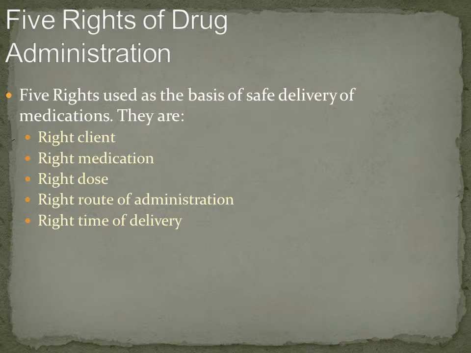The 5 rights that we're going to talk about, and you'll see us actually add another one as far as the documentation being the 6th right. So the right client, right medication, right dose, right route of administration, and right time of delivery. I think, you know, we've discussed that you can often just look at the order and pick out those elements and come up with those, but anytime we give a med, our expectation is that those are reviewed.